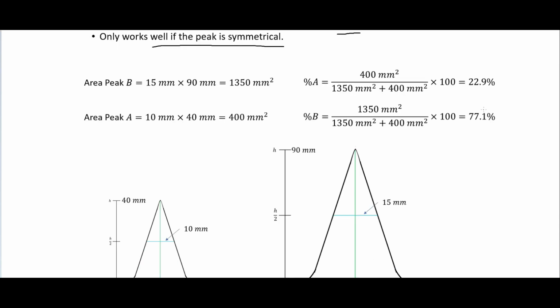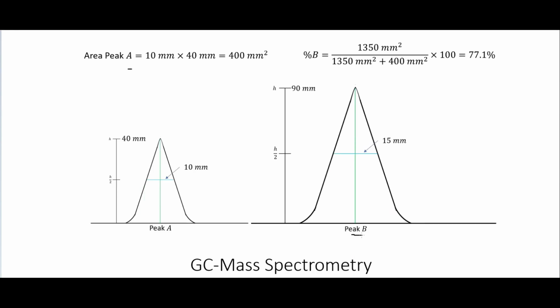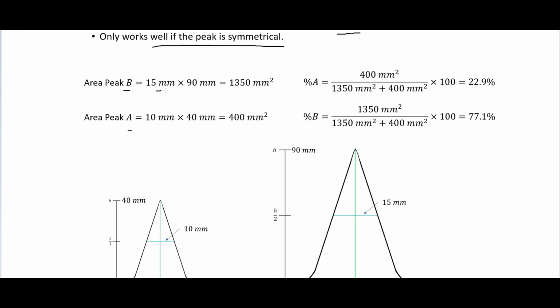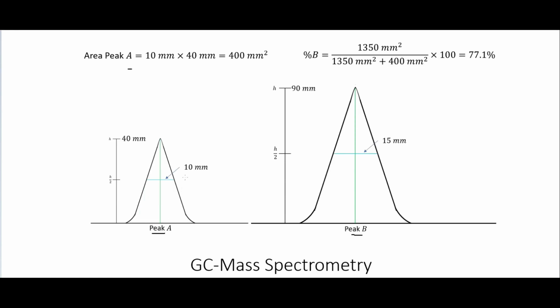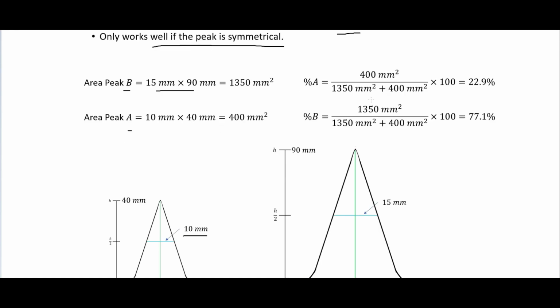Similar to the previous video, if we want to find the area of peak B and peak A, where this is our peak B here and our peak A here, we get the area under each by multiplying the height by the width at the half height. Then we take that number and divide it by the total amount, and that gets us our molar percentages, just like we saw with column chromatography.